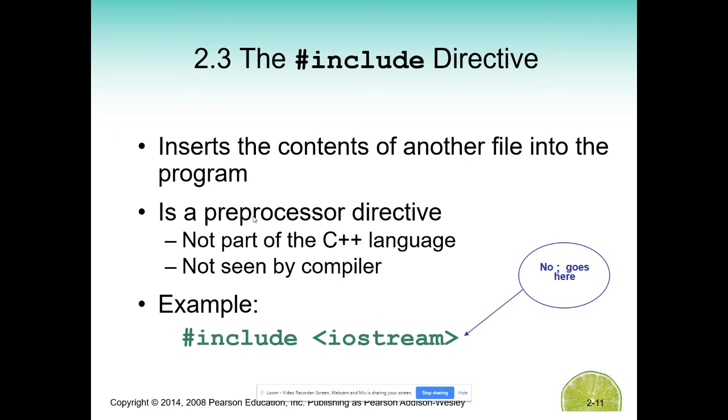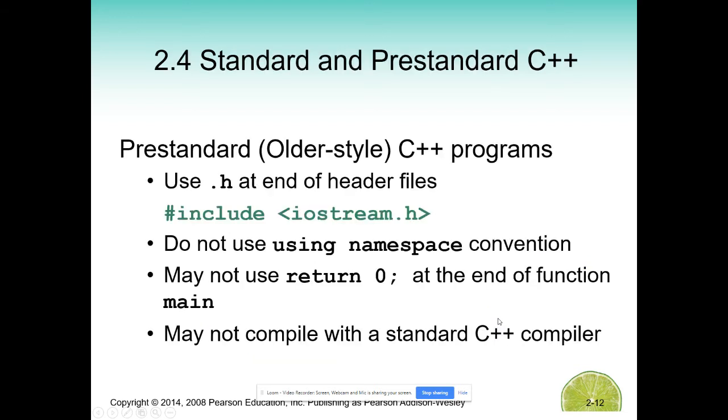The include directive inserts the contents of another file into the program. It's a preprocessor directive, so it's not part of the C++ language and not seen by the compiler. The compiler doesn't see it. In pre-standard, older style C++, you used to use .h, like include iostream.h or include math.h. At that time they didn't use namespace. And it might not return 0.